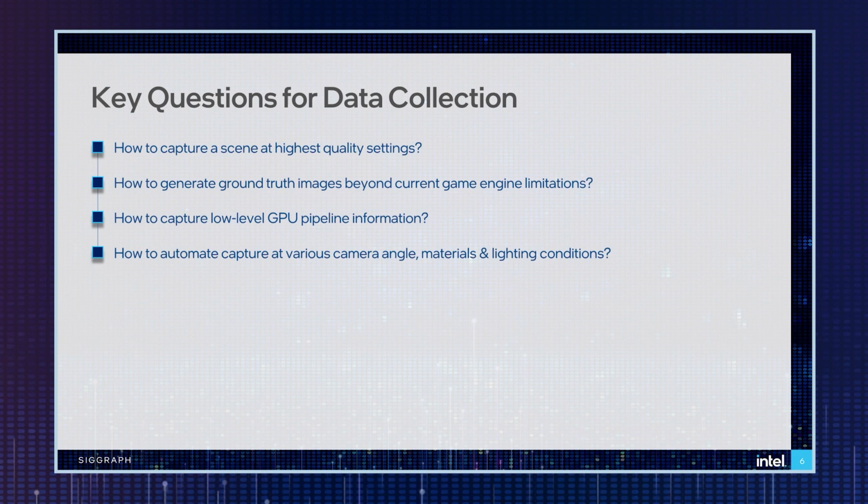And this is an area where, as I mentioned, it can be very helpful for a neural network to learn the hierarchical aspect of putting together a scene by the GPU. And the last one is how to automate the capture process by changing the camera angle, materials, and lighting conditions so that we can actually collect a lot more data to train the neural network.